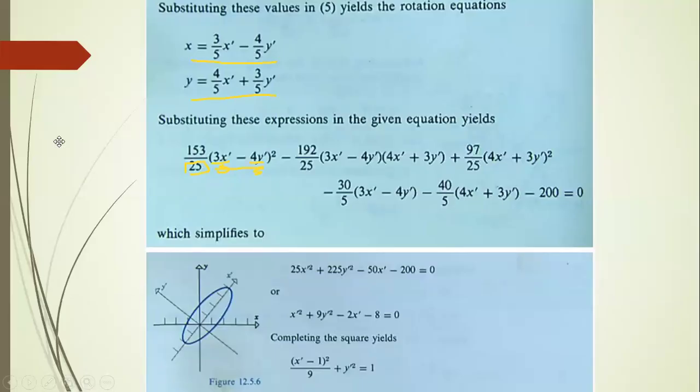This could be basically simplified to 25x squared plus 225y squared minus 50x minus 200 is equal to 0. We divide by 25 throughout, and we would have gotten x squared plus 9y squared minus 2x prime minus 8 is equal to 0. And completing the squares, we would have gotten this here. And we know that this is an ellipse, so it would have been drawn like this diagram here.